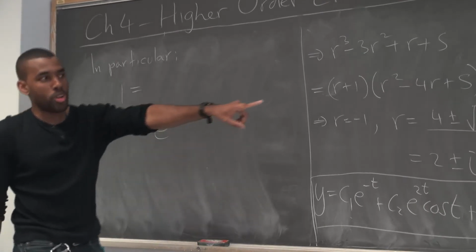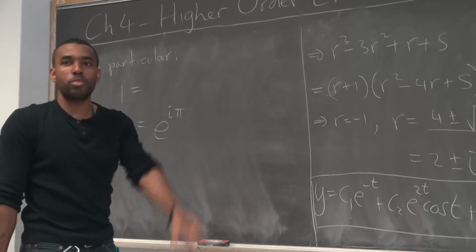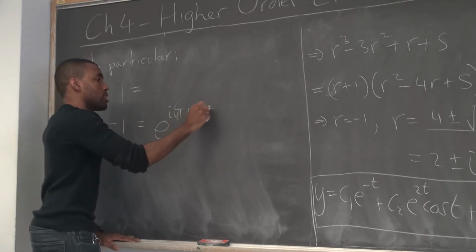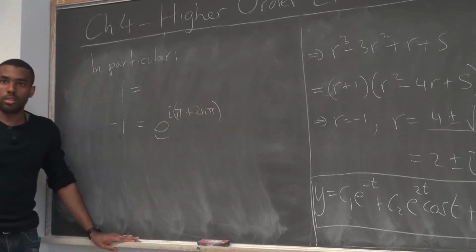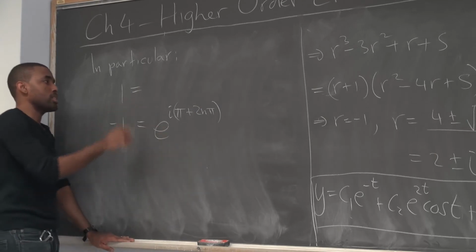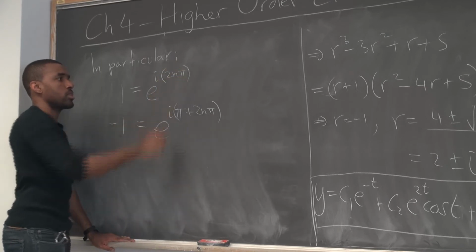However, because it's a polar form, we can write a sine as cosine, which means it repeats every 2 pi. So I can actually write 1 like this, and I can write minus 1 like that. Positive 1 is e to the i 2 pi, but it repeats every 2 pi, so I can write that.